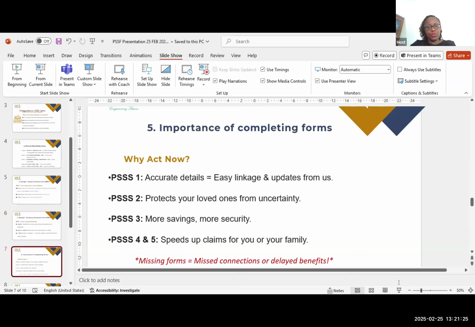So we got the importance of completing these forms. This is where I started, and this is where, again, I would like to almost end. We want your accurate details. Why now? The scheme has been in existence for about 4 years, and now it is time for us to speak to the members and say, we have your personal details, but we would like you to take ownership of these details. So we want the accurate details from you.